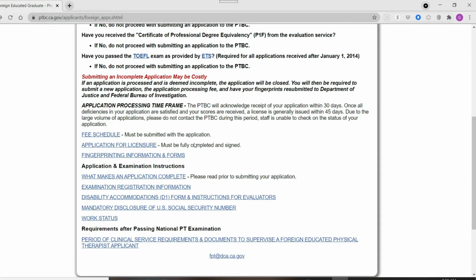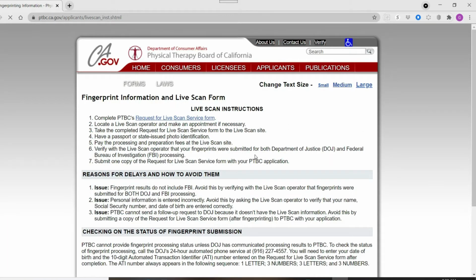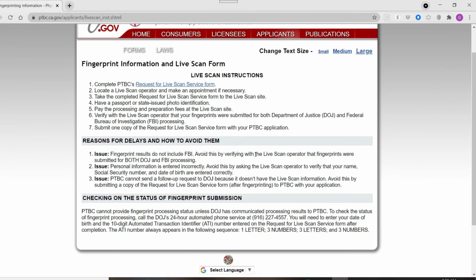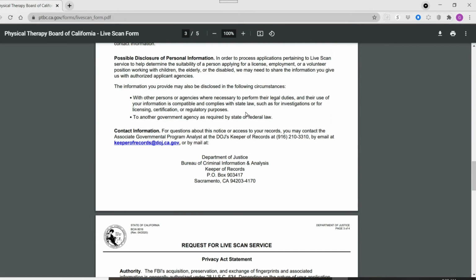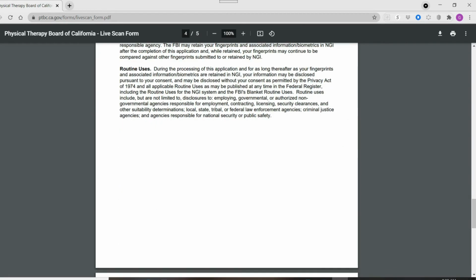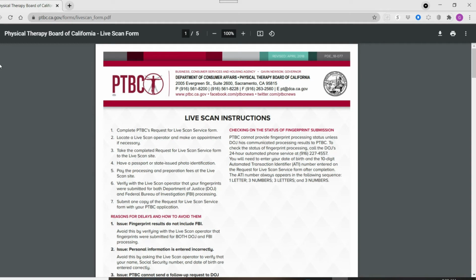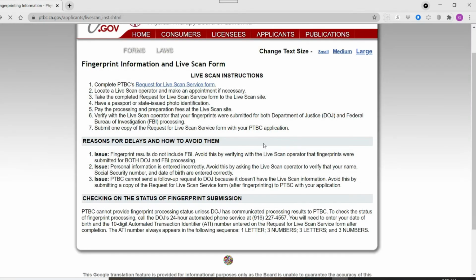So the next one is fingerprinting information and forms. So this is just giving you the instruction on how to do your fingerprint. You have to download this form, fill out that form, and then there is the explanation about the live scan. If you are familiar, this is what we call biometrics. They're going to get your fingerprints. Okay, and there is a designated area where you can get these fingerprints. So this is the instruction for fingerprinting.